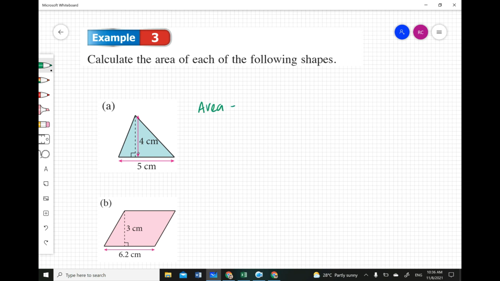Area is equal to 1 over 2 AB, isn't it? So it is 1 over 2 times the base. The base is 5. Correct. The height is 4. And you simplify it. When I simplify, 2 times 1, 2. 2 times 2, 4. So I will get the answer of 5 times 2 equal to 10. And you follow the unit given. The unit is centimeter, so area will be centimeter squared.